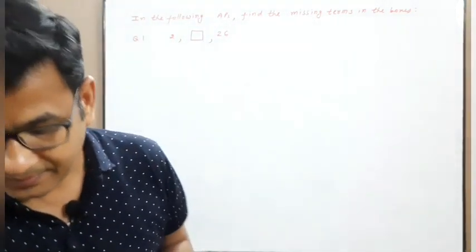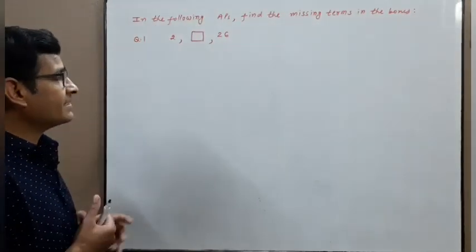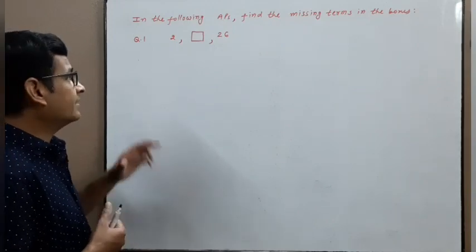Hello students, today we are going to discuss extra problems based on the nth term of an arithmetic progression. Question number 1. Before this, one statement is there. In the following APs, find the missing terms in the boxes.